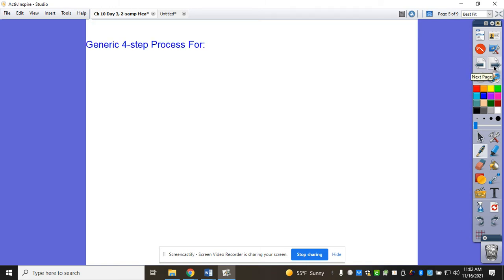Step. This is number 9. And we're in chapter 10. And this is a 2-sample confidence interval for difference in means.